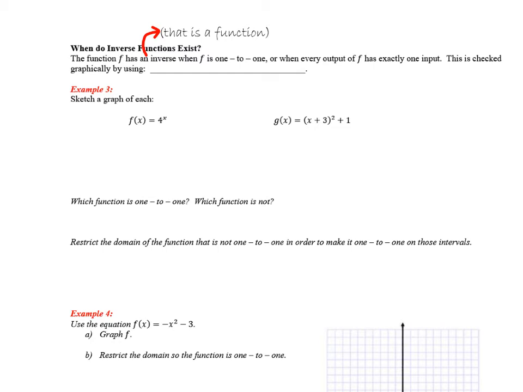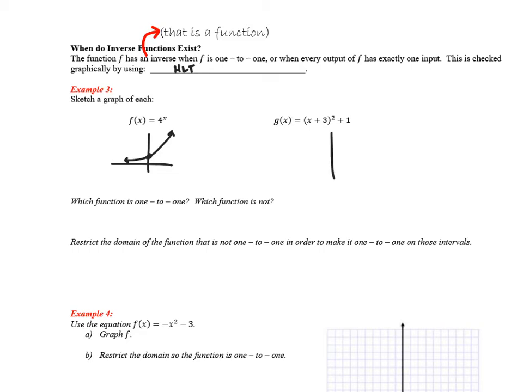Okay, so up comes the question, like, when does an inverse function actually exist, right? So the function f has an inverse that also is a function when f is 1 to 1, or when every output of f has exactly one input. This is checked graphically by using what's called the horizontal line test. So for example, if I were to graph f of x here, 4 to the x, this function is 1 to 1 because if I were to sketch a horizontal line, it would pass, right? Pass meaning it would only cross the function once. That tells me that its inverse is also a function.